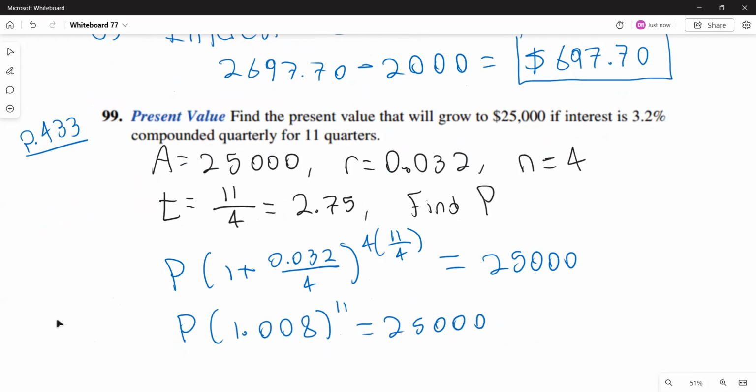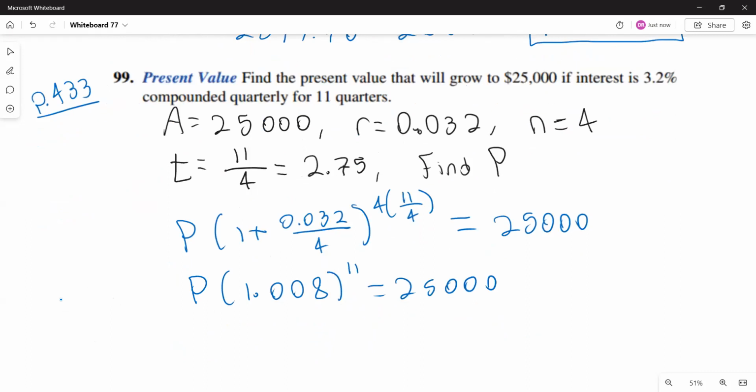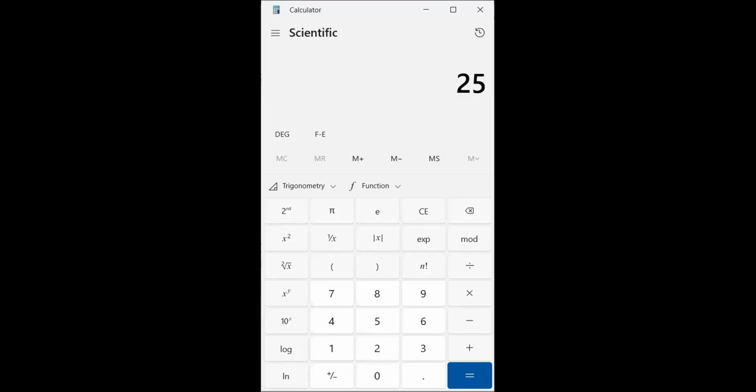And the principal is going to be 25,000 divided by 1.008 raised to the 11th power. So that is 25,000 divided by 1.008 to the 11th power. And that is going to be $22,902.04, to the nearest cent.